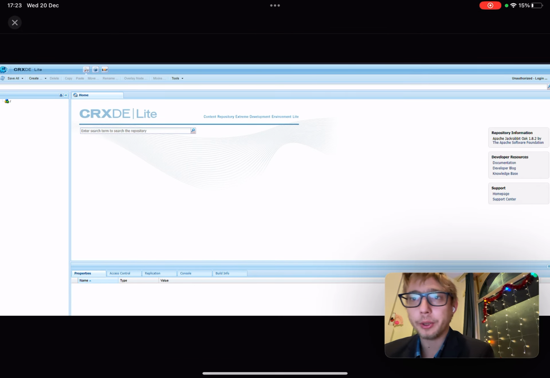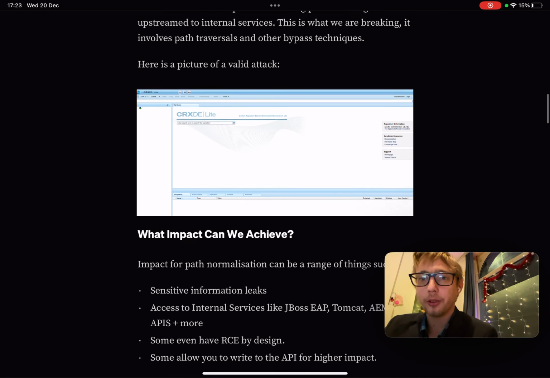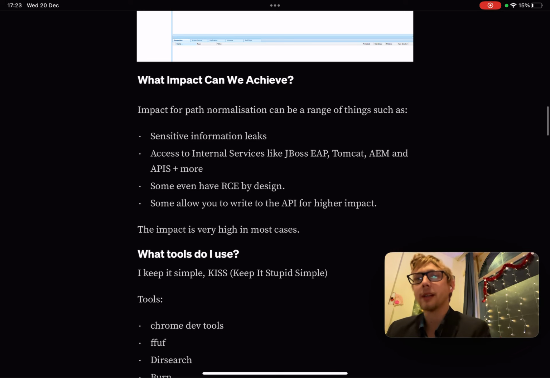Here included, we also have a picture of a valid attack. So if we scroll down, what impact can we achieve? The impact can range from such things as sensitive information leaks, access to internal services like JBoss EAP, Tomcat, AEM, and APIs plus more. Some even have RCE by design, and some allow you to write to the API for even higher impact. The impact is very high in most cases though.